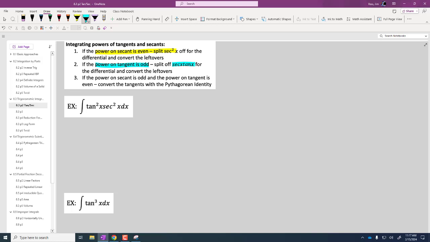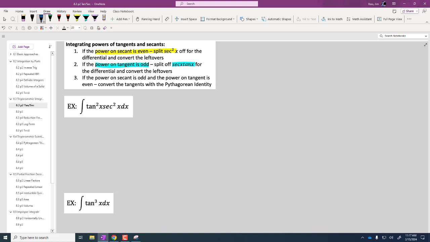Secant. We want to let u be secant because the derivative of secant is secant tangent. So if we pull off a sec squared, we want u to be tangent. If we pull off a sectan, we want u to be secant. All right, so we look at this, it's like, oh, even power of secant, there's not an odd power of tangent, so we only have one option. We're going to pull off the secants. So pull off the secants, and convert leftovers.